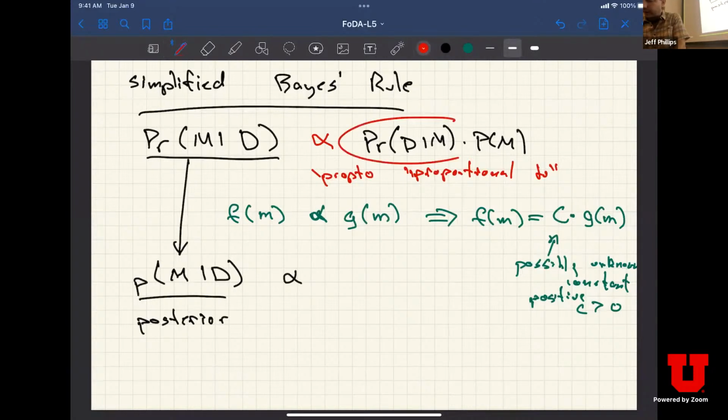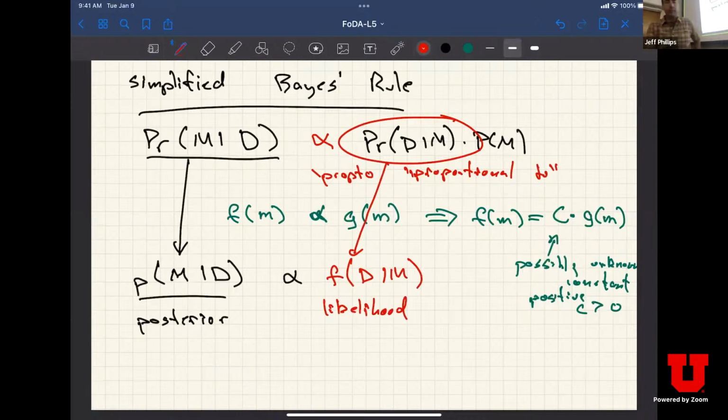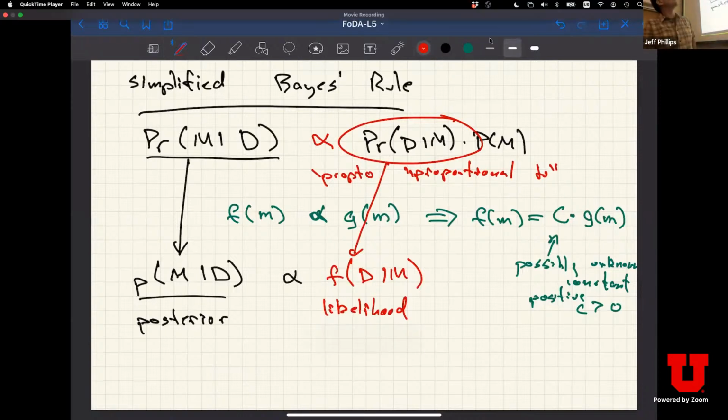Now for this guy, I will write the likelihood as f of the data given the model. This will be called, this is coming here, this is the likelihood.